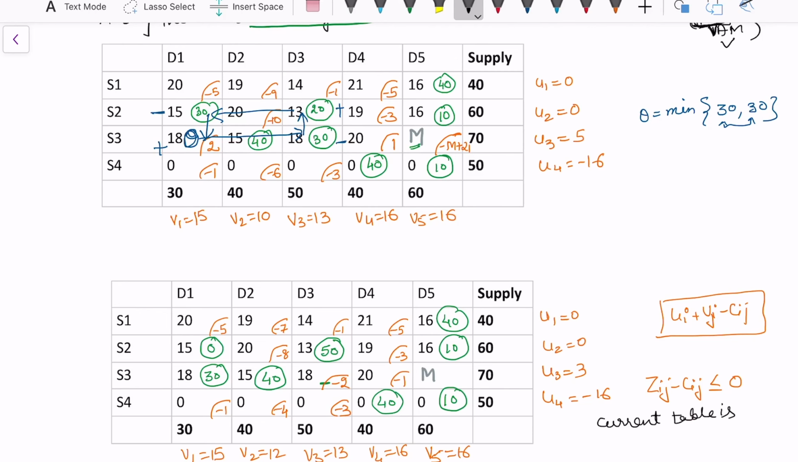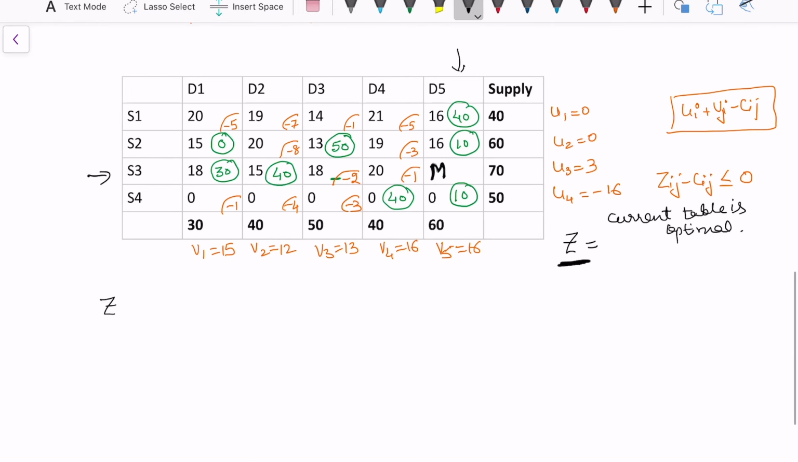The current table is optimal. And because we have blocked that there is no transportation from S3 to D5, that is what we have already blocked. This is M, and because of this high cost, there is no allocation now in this particular cell. And corresponding to this, we can calculate now the value for Z.